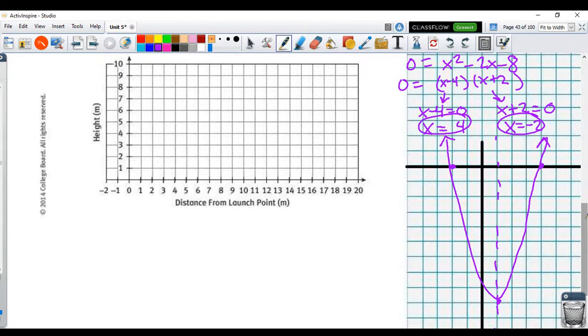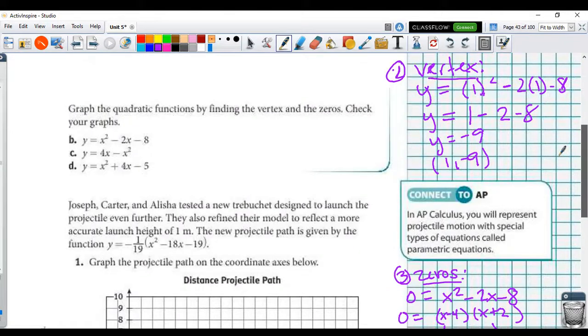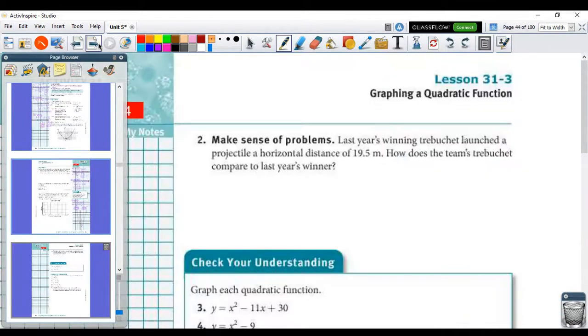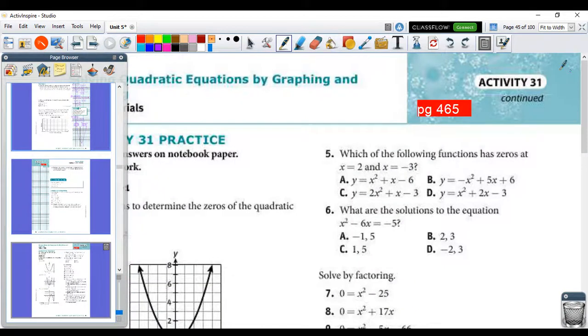Okay, so there are a few more examples up here that you can work through to get some practice, parts C and D, and there are some in the lesson practice and the activity practice on page 465.